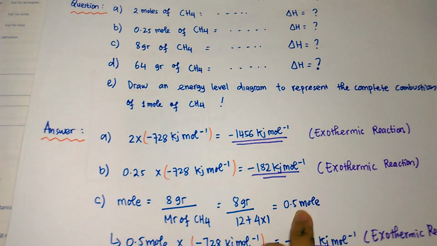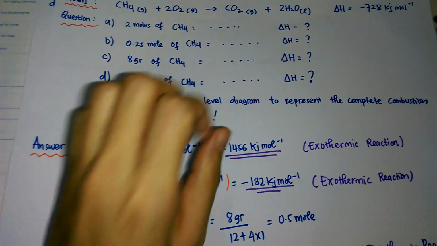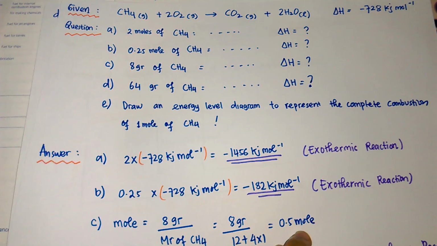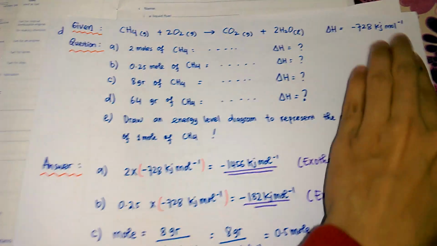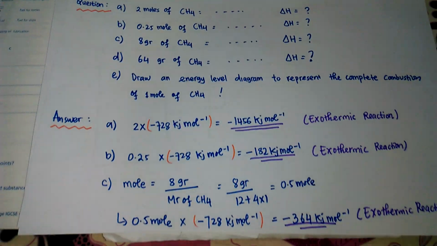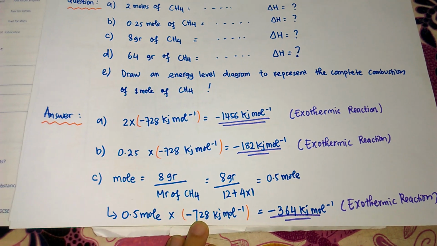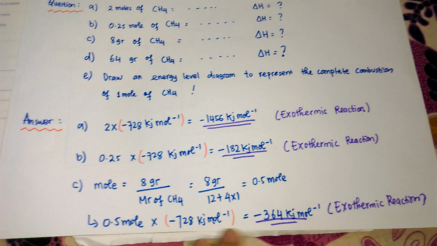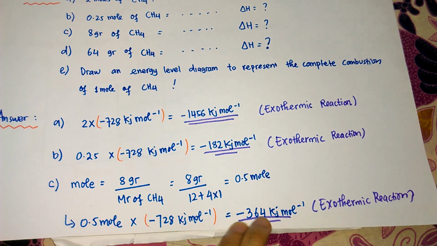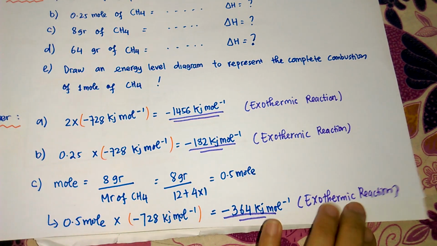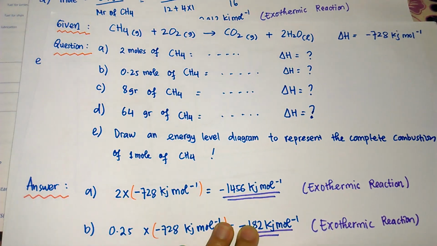And then 8 gram of methane means 0.5 mole of methane. It means that this energy divided by 2, or 0.5 mole times negative 728 kilojoule per mole. So we get the energy is negative 364 kilojoule per mole, and this is an exothermic reaction.